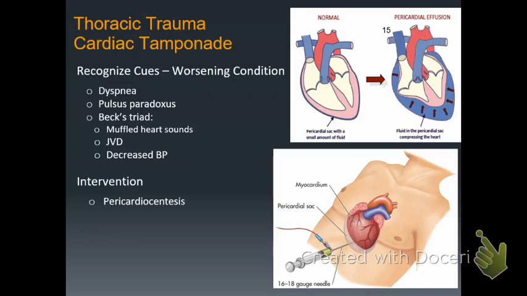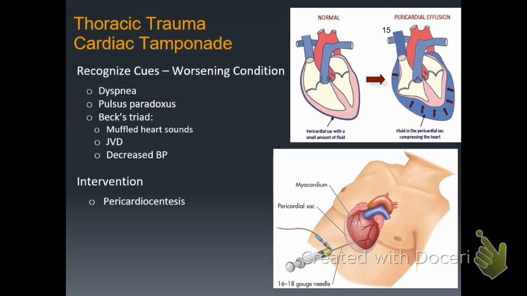Then muffled heart sounds, because you can't hear lub-dub anymore since the heart is surrounded by blood. JVD, jugular venous distension, because you've got some heart failure going on, and a decreased blood pressure. So right and left heart failure and muffled heart sounds. If you see the words Beck's triad, that goes with cardiac tamponade. Any questions on that?